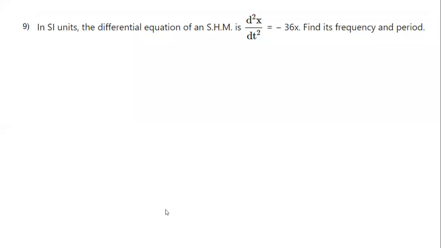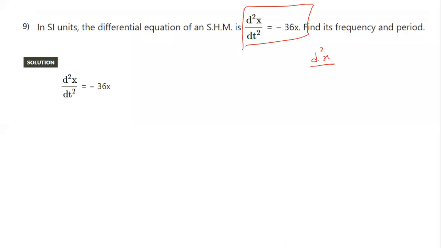Question number 9 from the exercise. In SI units, the differential equation of SHM is d square x by dt square is equal to minus 36x. Find frequency and period. Let's see the solution of this equation. So this is given and we compare this equation with the standard. You know that the standard differential form is d square x by dt square plus omega square x is equal to 0. This equation we can write like this.